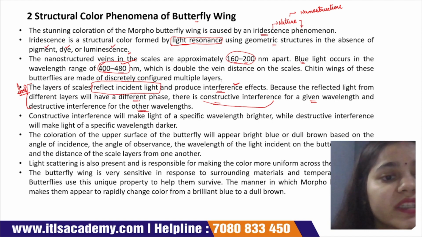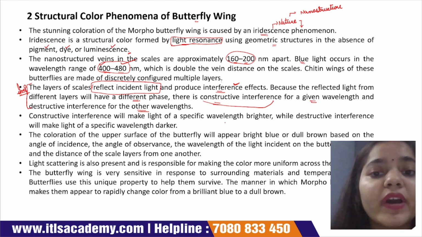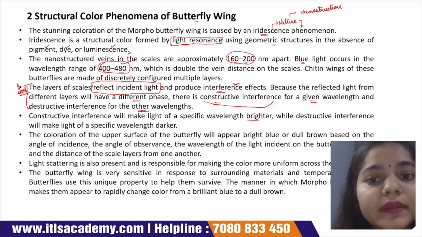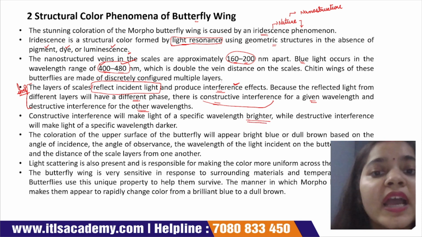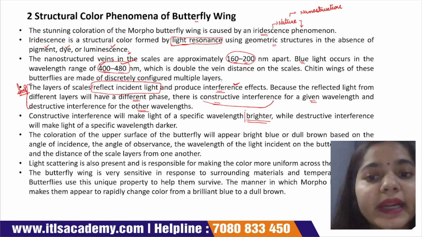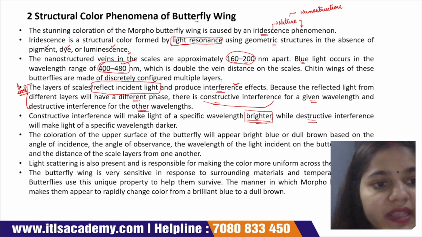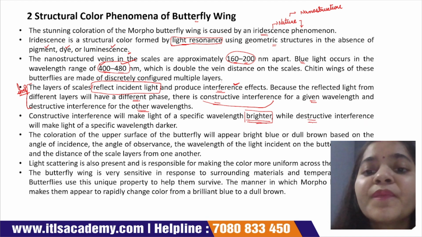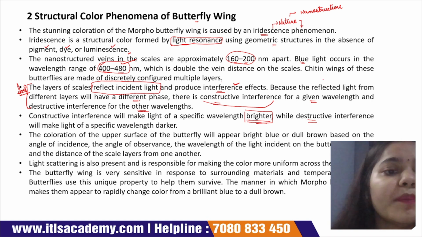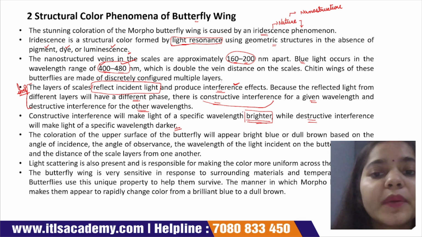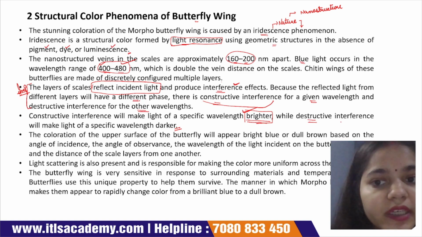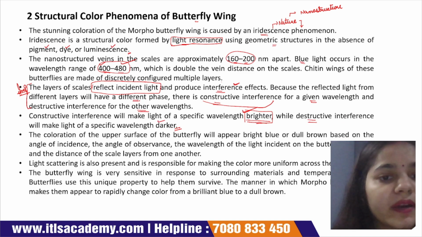Constructive interference will make light of a specific wavelength brighter. Due to the constructive interference, the specific wavelength is brighter in color. But the destructive interference will make light of a specific wavelength darker. So due to constructive interference, light will appear brighter in color, and due to destructive interference, light will appear darker in color.